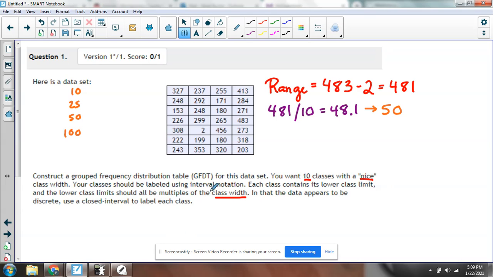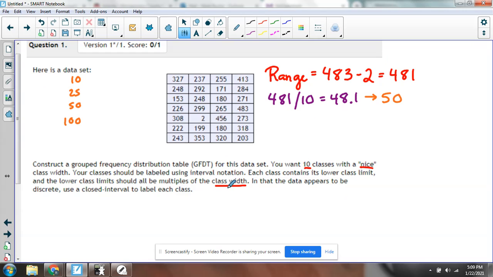Now here's where this multiple of class width comes into play. Our first class has to start at a number low enough so it'll fit our lowest value. So 2 is our lowest value. What's the next lowest number below 2 that's a multiple of 50? Well, that's going to be 0. So the first class is going to start at 0.